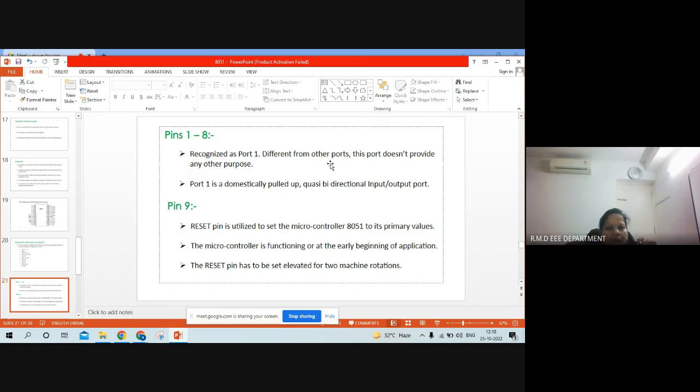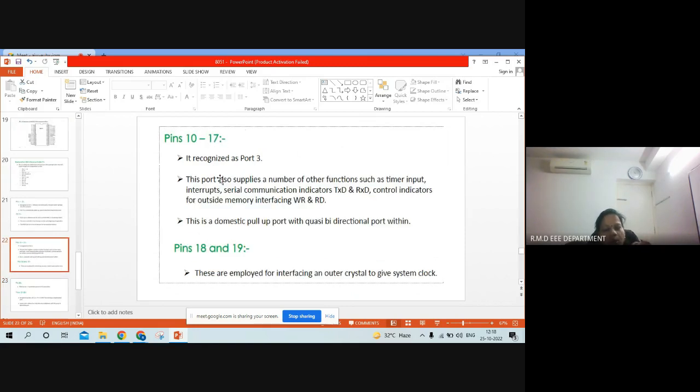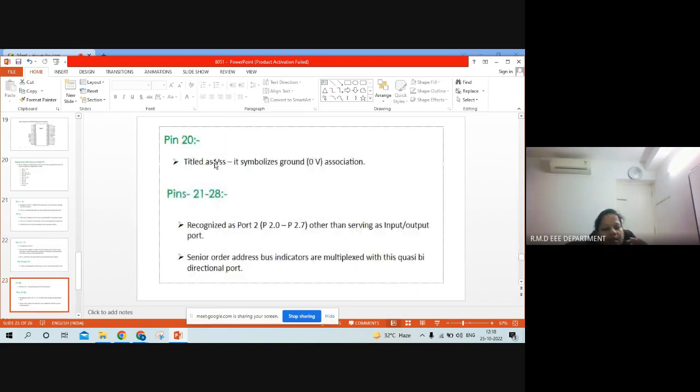Then pin 9 is used as the reset pin, and the reset pin is used to set the controller for two machine cycles. It is required for the early beginning of any application. Then pins 10 to 17 are recognized as port 3, and this is an internal pull-up port with a quasi-bidirectional port. Pins 18 and 19 are employed for interfacing an external clock or crystal to the system clock. Pin 20 is represented as VSS. Then pins 21 to 28 are recognized as port 2, which other than serving as an input output port, also has the capacity to multiplex with the quasi-bidirectional port.